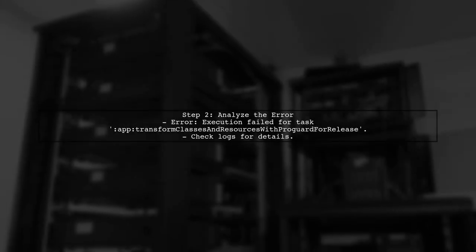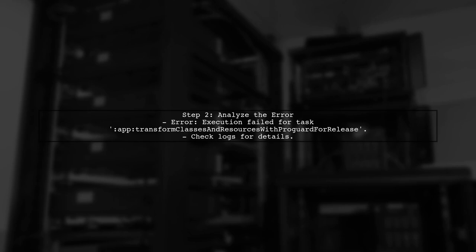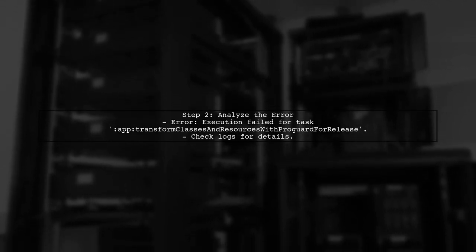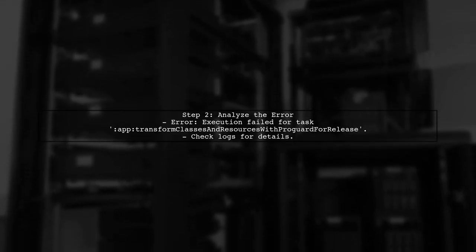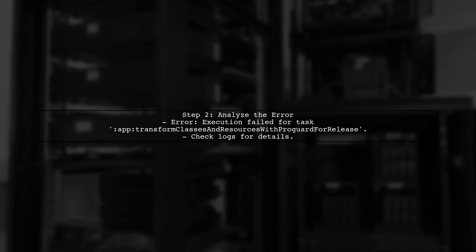Next, let's address the error message you received. The error indicates that the task app transform classes and resources with ProGuard for release has failed. This often means that ProGuard is removing or obfuscating classes that are required at runtime.